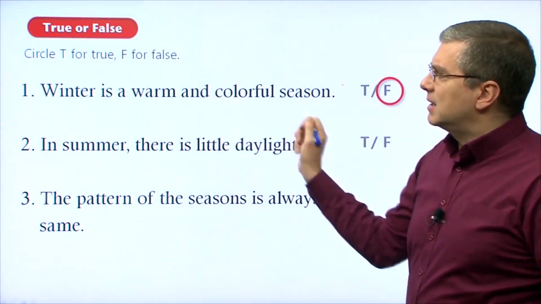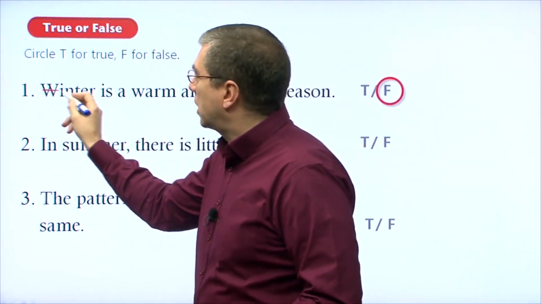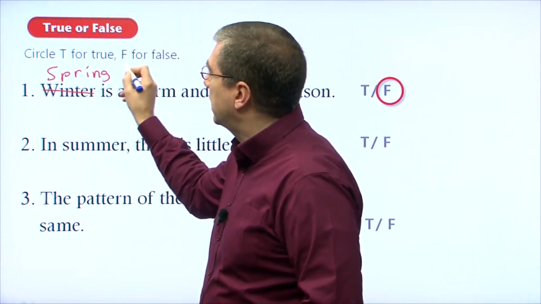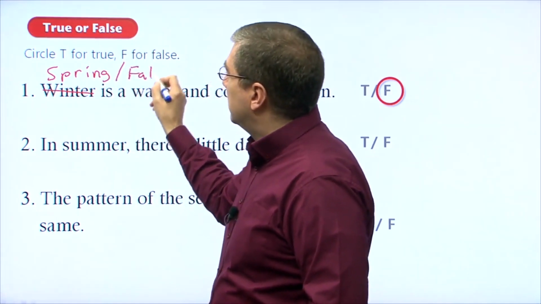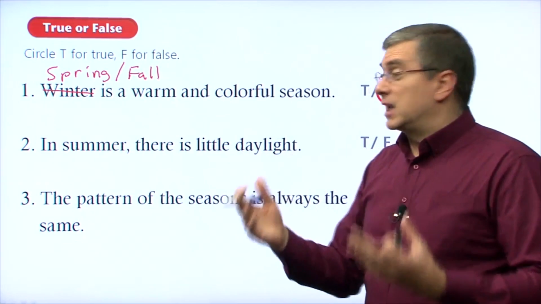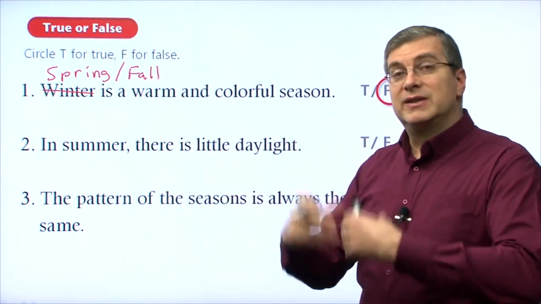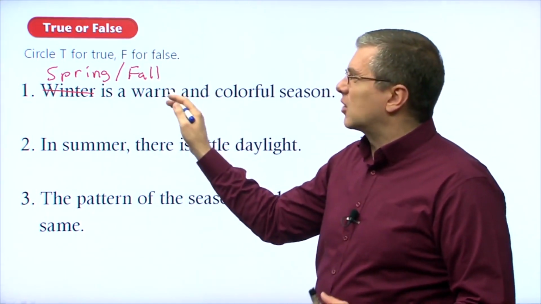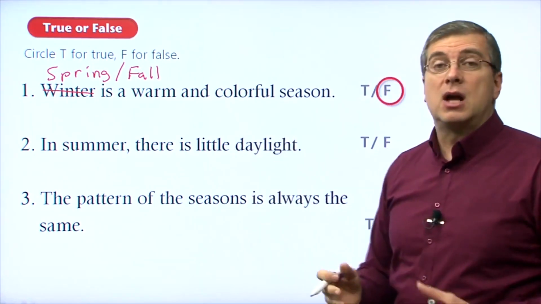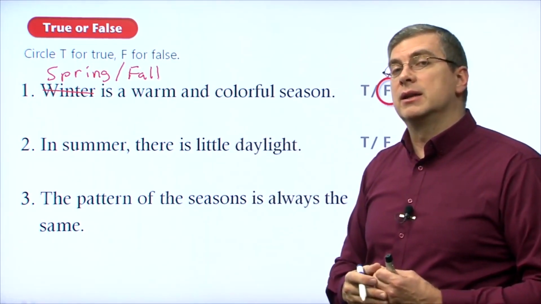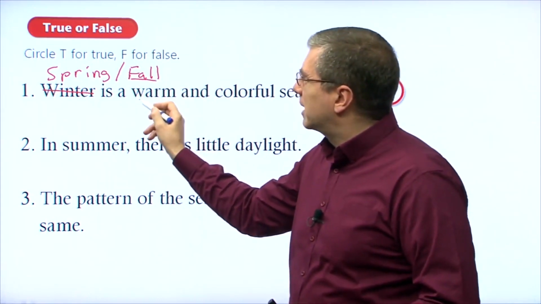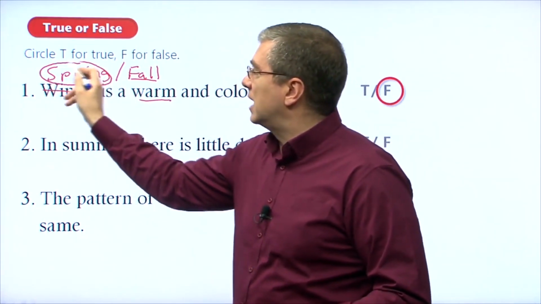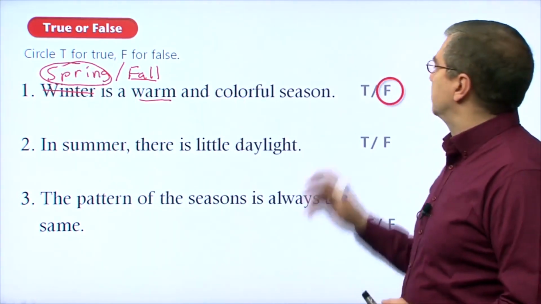It's false. To make this sentence correct, we would have to cross out winter and put spring or fall, either one. Because in the spring, it starts to get warm. Flowers are blooming. We can see many colors. Also in the fall, it's warm. It's a little cooler though, so maybe fall's not a great answer for this one. But it's still colorful because the leaves are changing color. But I would have a little bit of a problem with fall because fall is getting cooler. It's not so warm. Spring, of course, would be your best choice to make the sentence true. But we have to change it, so it's false.